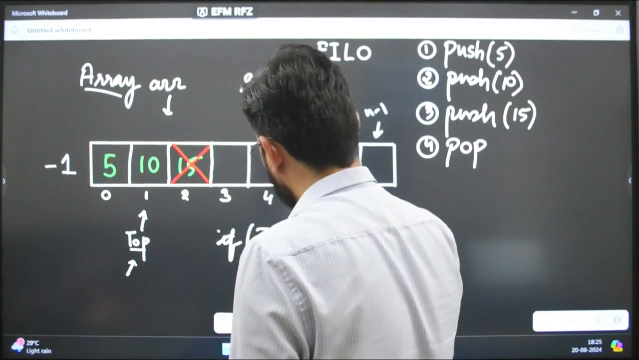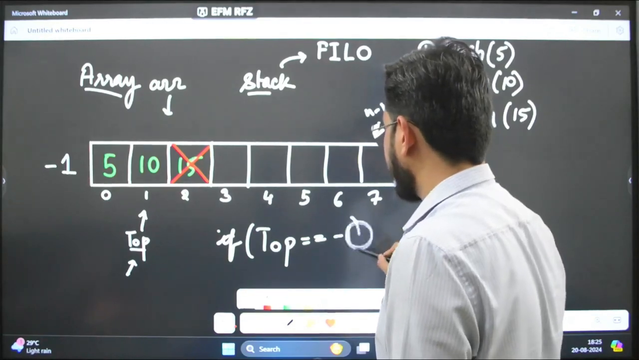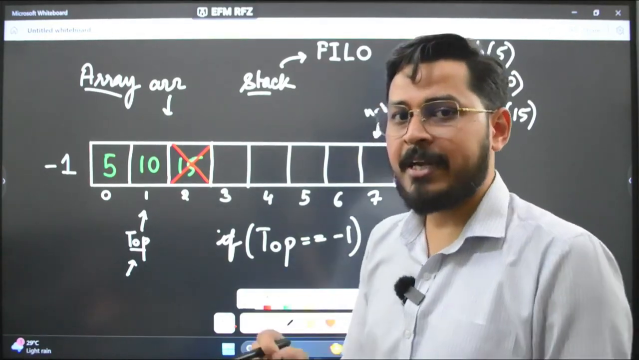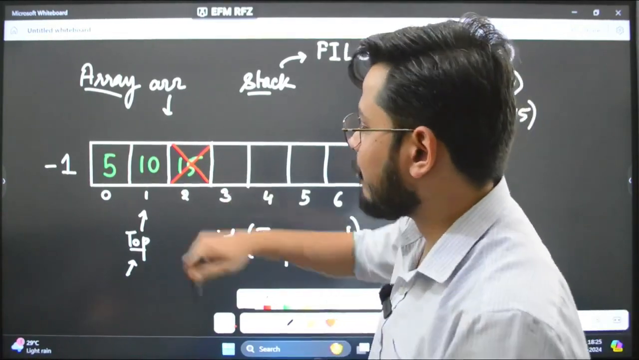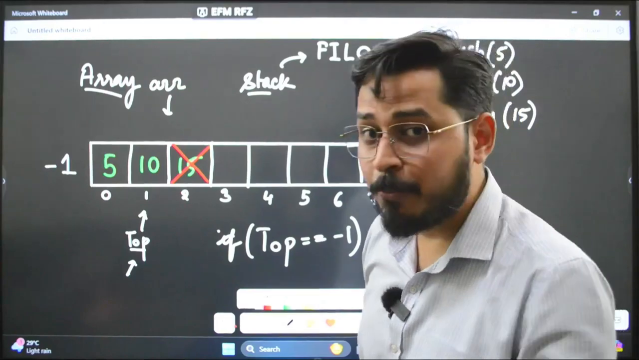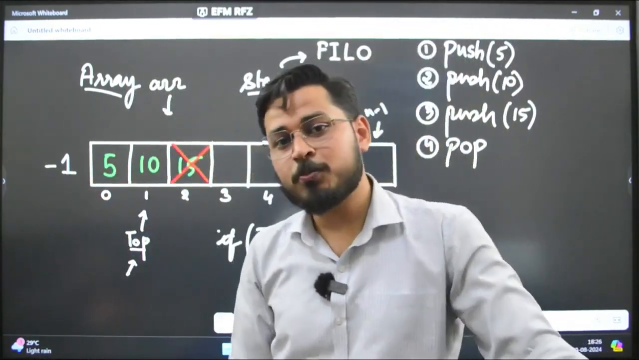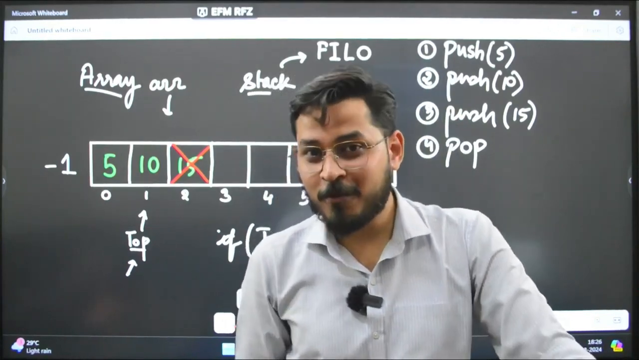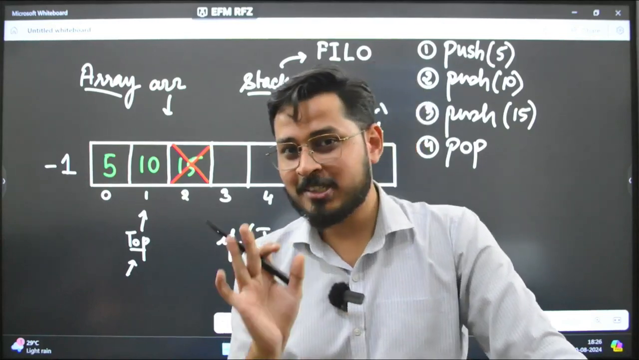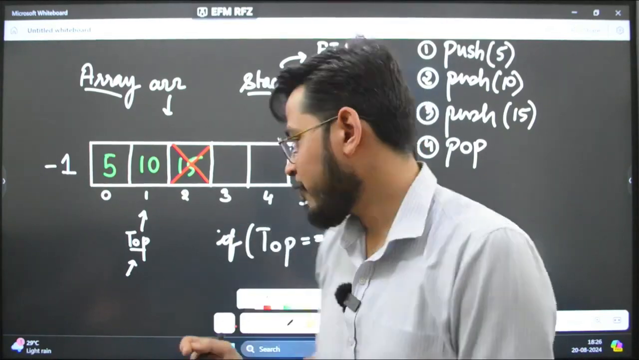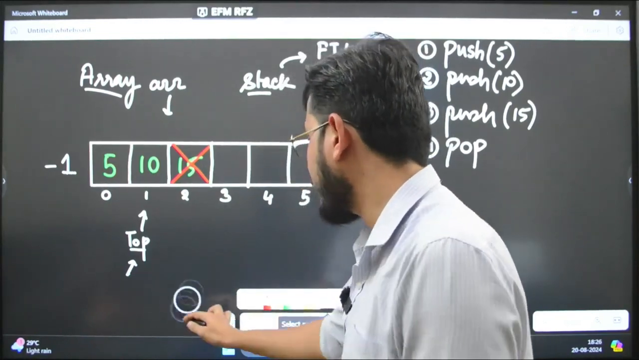If top is equal to minus 1, in that case it is simple that it is underflown. Then you cannot do pop. If top is already here, then there are no elements already to pop. So in that case you cannot pop. So this is going to be your underflow condition. I hope this is very much clear. Okay. So these are some bonus conditions that you should always remember to write.